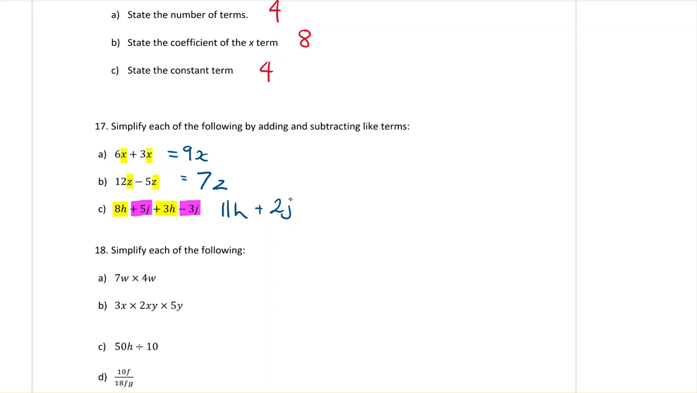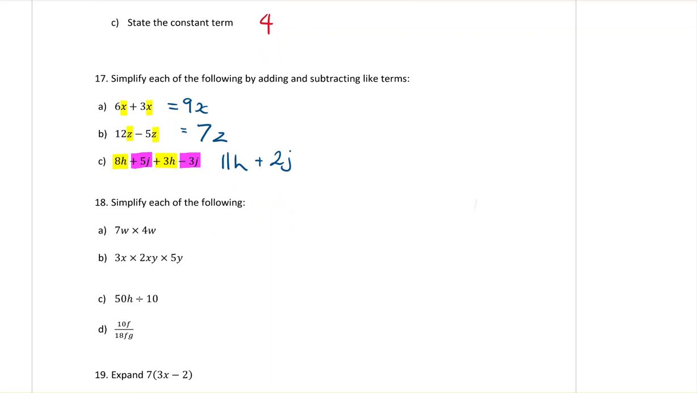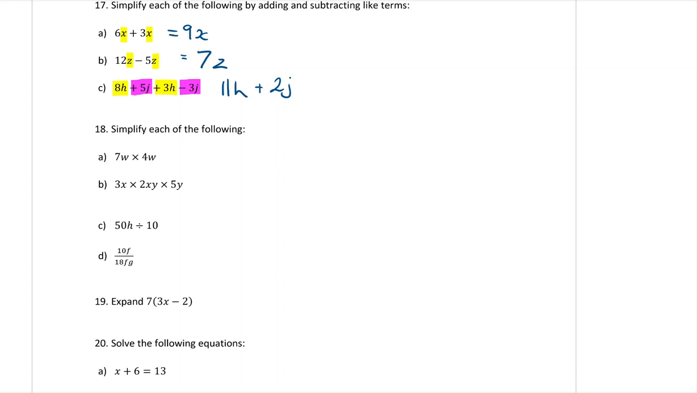Okay. Do not confuse question 17 with question 18. So question 17, you can see we've got plus and minus signs in there. They're all adding and subtracting. Okay, we need like terms for them. But when you do question 18, look in here, we now have multiplication signs and division signs. Okay, this is different. To multiply, you just multiply any numbers and you collect up any letters.